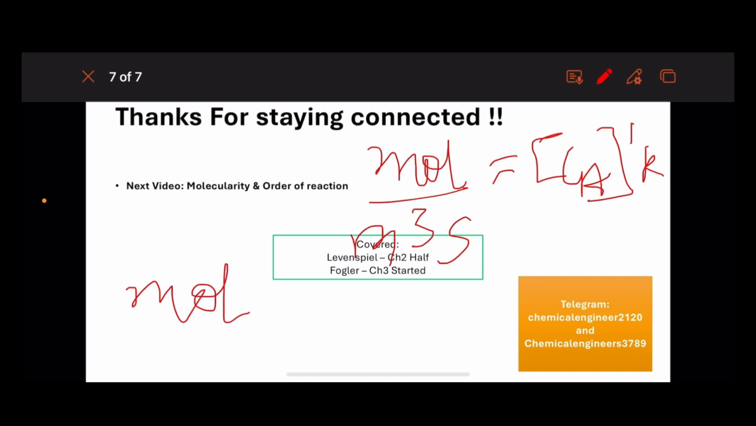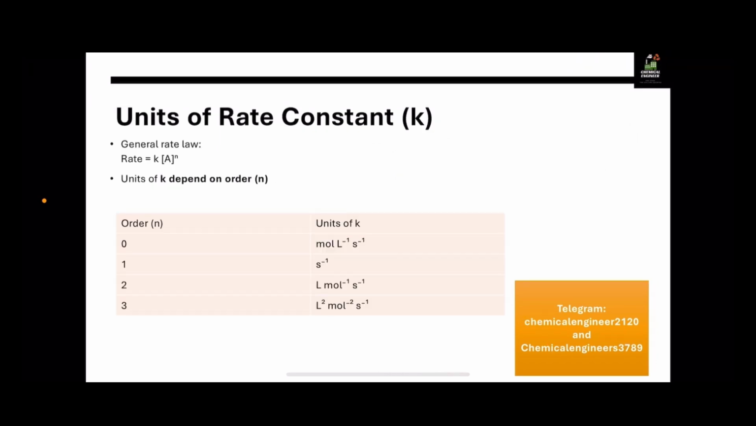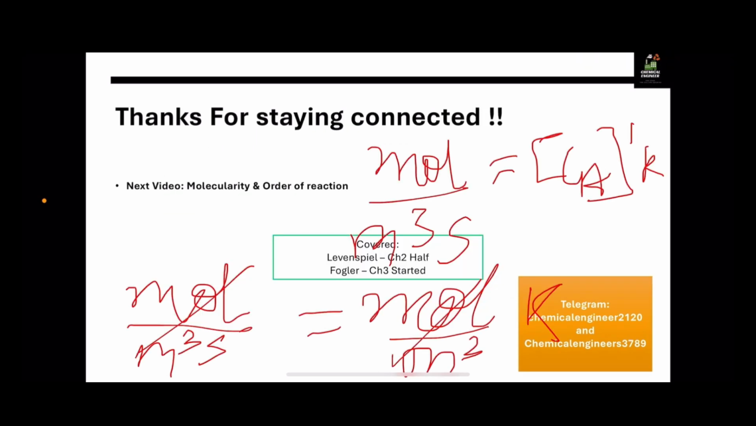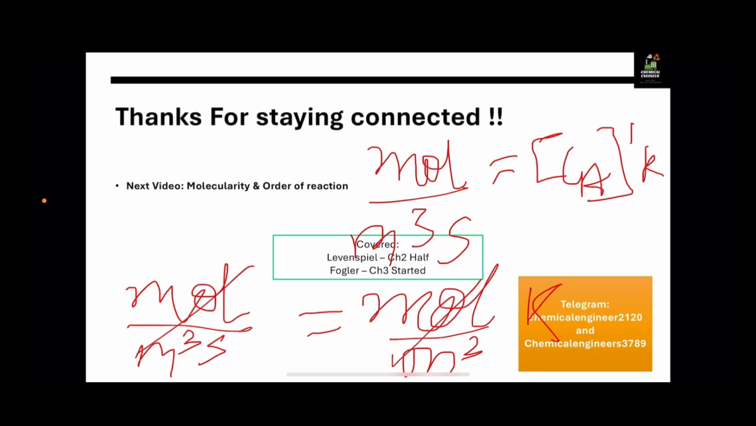In the next step, mole per meter cube per second is equal to, we can put the concentration unit, that is mole per meter cube, times k. This is cancelled. So the k unit is per second, and we are able to see from this also that the k unit is per second. Similarly, we can calculate the units for second order and third order reactions. Thanks, that is all.